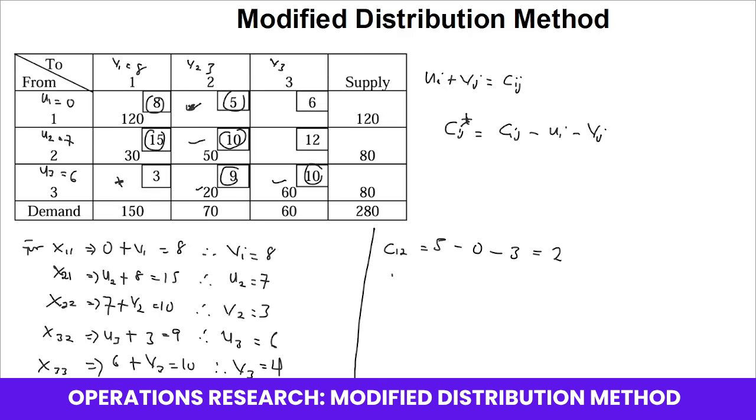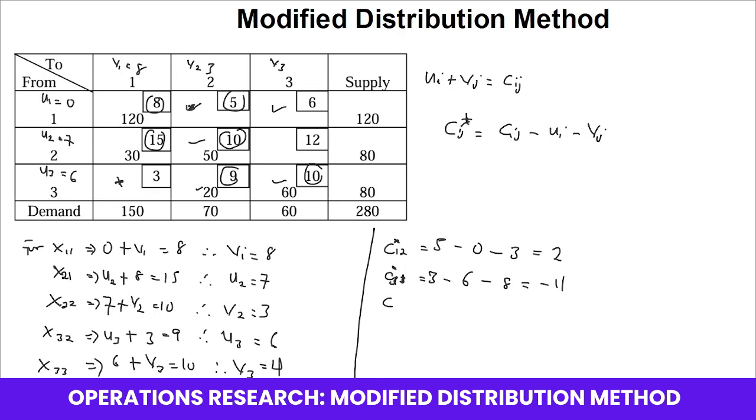Then we move to the next one, C13. What's the Cij value? The Cij value is 3. So 3 minus the U value here, which is 6. Sorry, this is supposed to be C31. So 3 minus 6 minus 8, that's going to be minus 11. So we are done with this one.